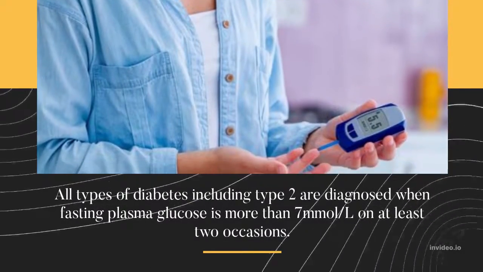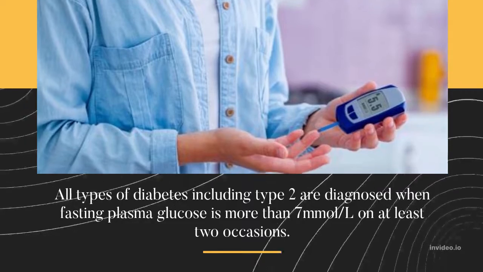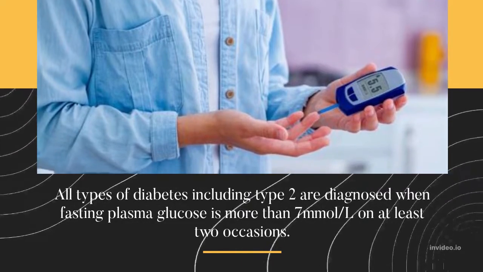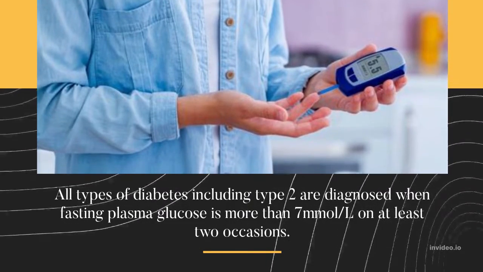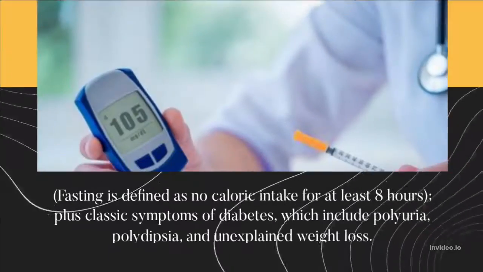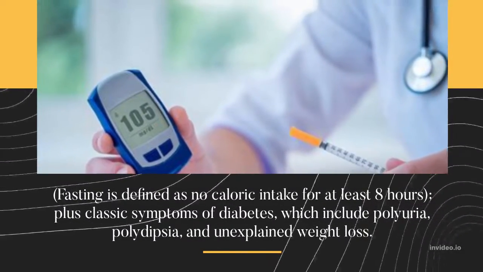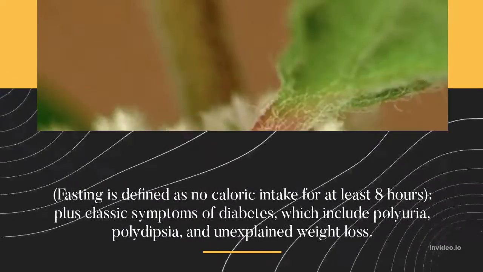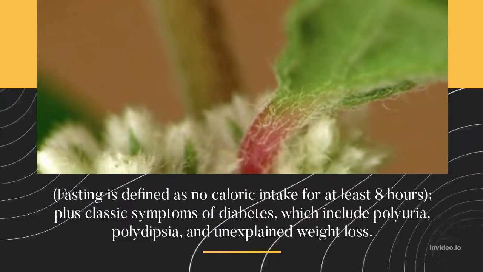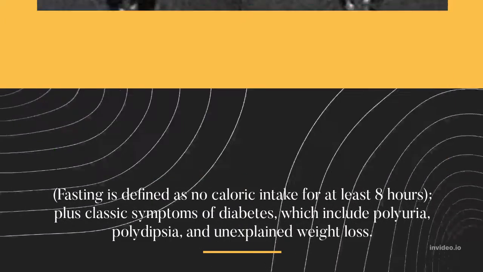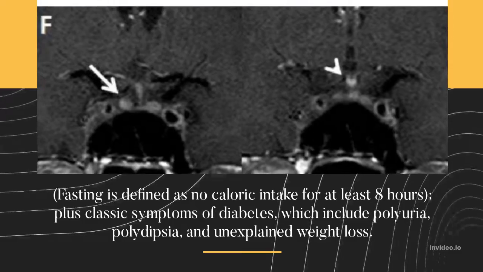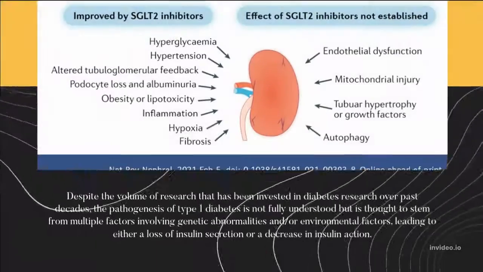All types of diabetes, including type 2, are diagnosed when fasting plasma glucose is more than 7 mmol/L on at least 2 occasions. Fasting is defined as no caloric intake for at least 8 hours, plus classic symptoms of diabetes, which include polyuria, polydipsia, and unexplained weight loss.